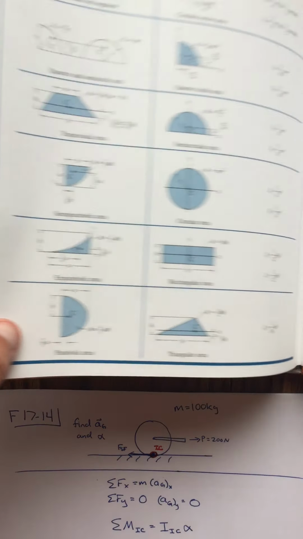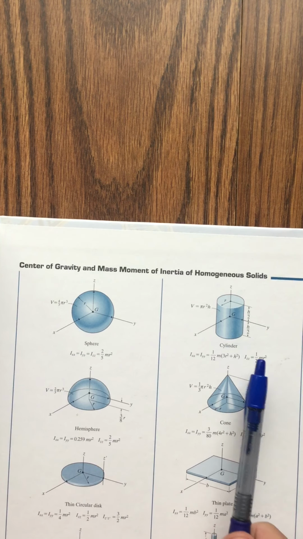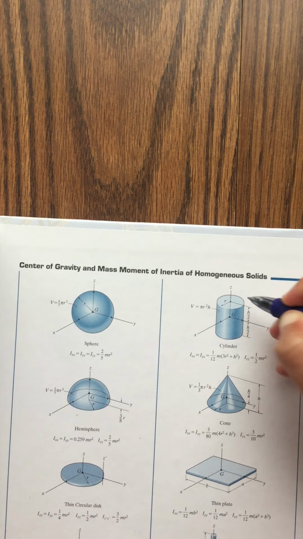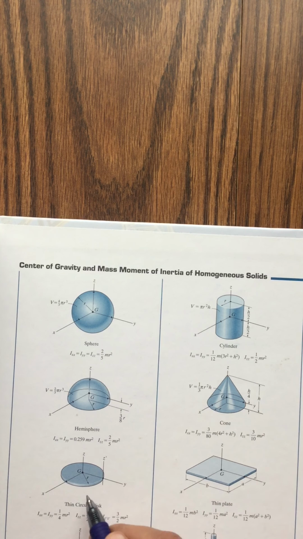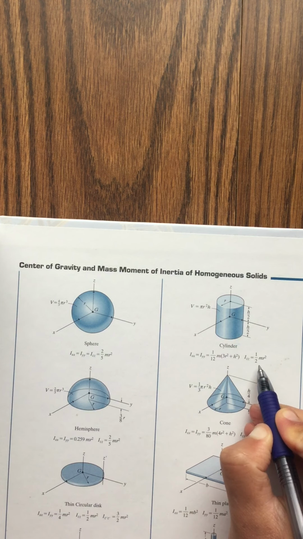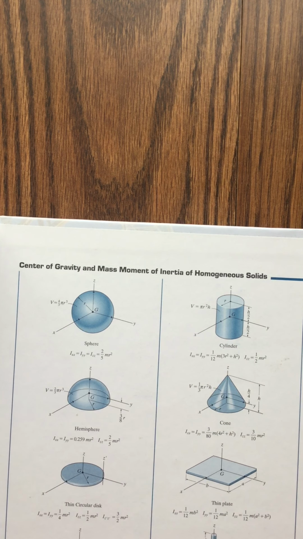Now, if you go to the back of the book, they don't give you the moment of inertia about that axis for the cylinder. If instead it was a thin disk, the moment of inertia is 3/2 mr squared about the z prime axis. The moment of inertia for the thin disk about the z-axis is the same as for the cylinder about the z-axis, and that's 1/2 mr squared.